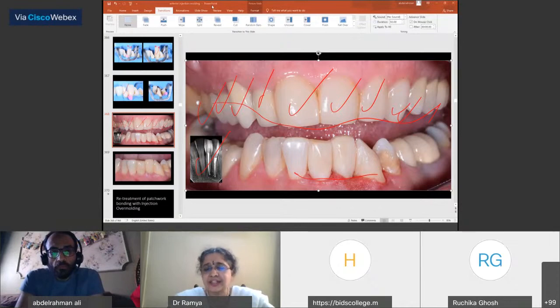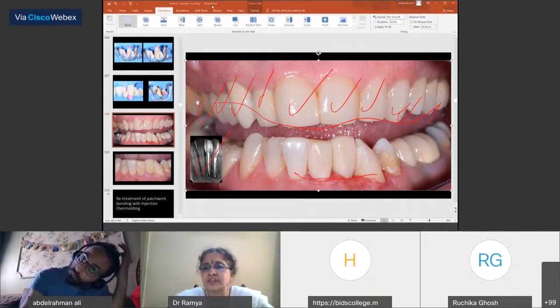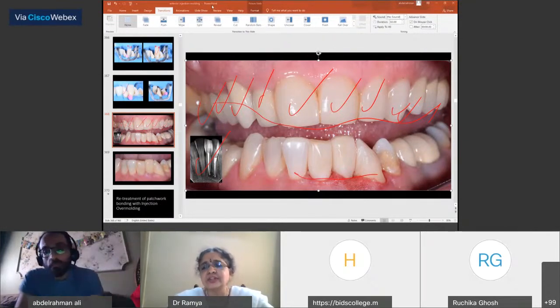Other than 3M, do you have any other preference for composite? You said 3M has the right chroma and the consistency, everything is good. So any other composite material that you would like to suggest? Dentsply. The new one from Dentsply is very good.